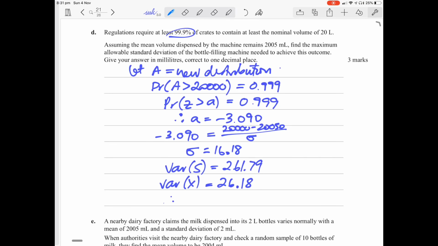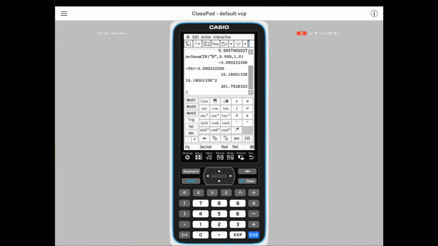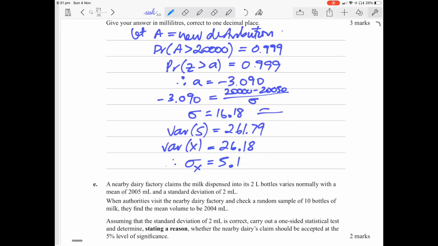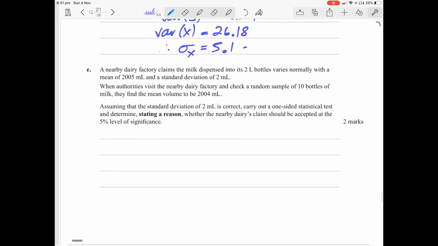So therefore, find the maximum of a bottle filling machine. So the standard deviation of x is the square root of that. So divide by 10, square root, 5.1. So that's what the standard deviation needs to be per bottle. This was per crate, so this is per bottle. Divided by 10.